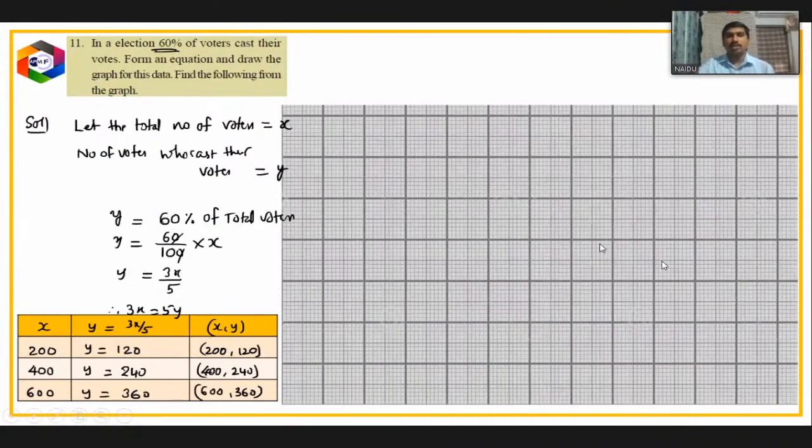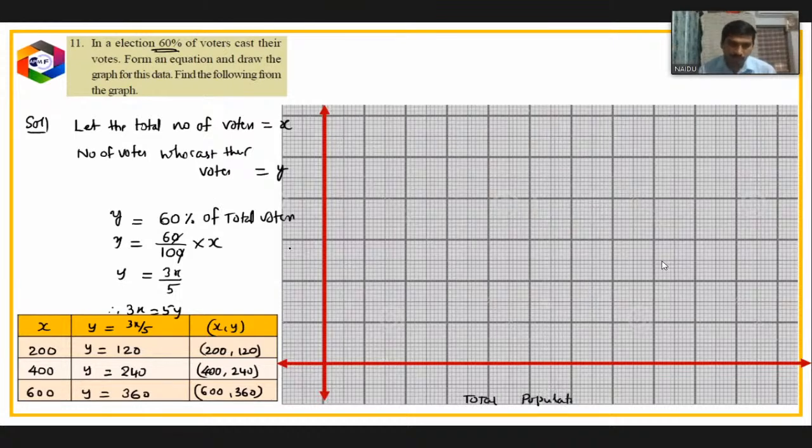Yes. So this is the graph here, children. Observe. Now again I am going to draw both the x-axis and y-axis. This is the x-axis and this is the y-axis. On the x-axis I have taken the total population.